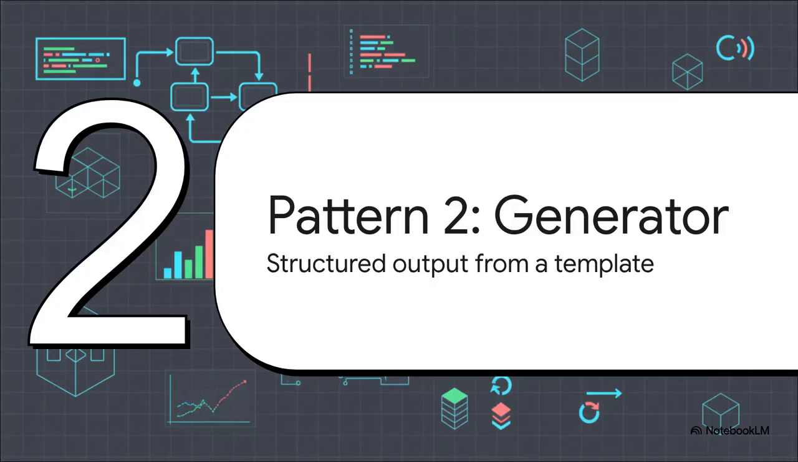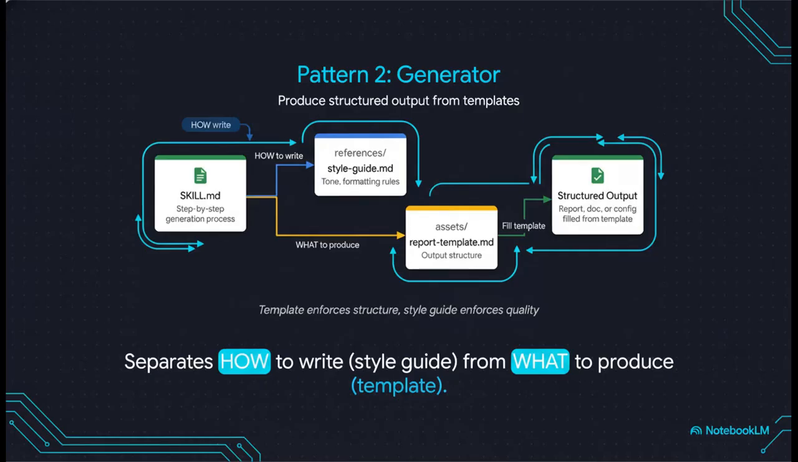And this one is all about getting some consistency in your agent's output. You know the feeling. One day your agent gives you a perfectly formatted report, and the next day, it's a total mess. The generator pattern solves this by separating 2 big concerns. You have a style guide that dictates how to write, the tone, the formatting, and then you have a template that dictates what to produce, the actual structure of the report. The agent's only job is to coordinate the 2, which means you get predictable, high-quality output every single time.